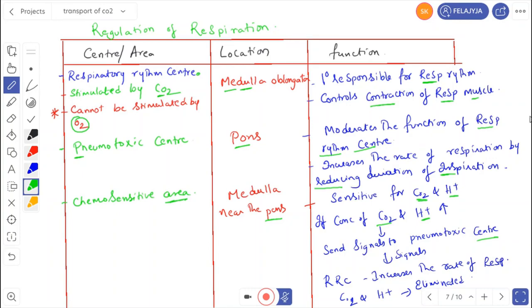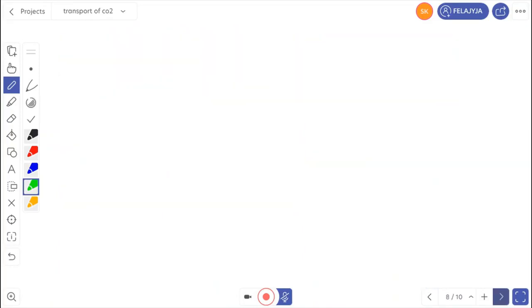So in this direction they will go, right? So that is about the chemosensitive areas.